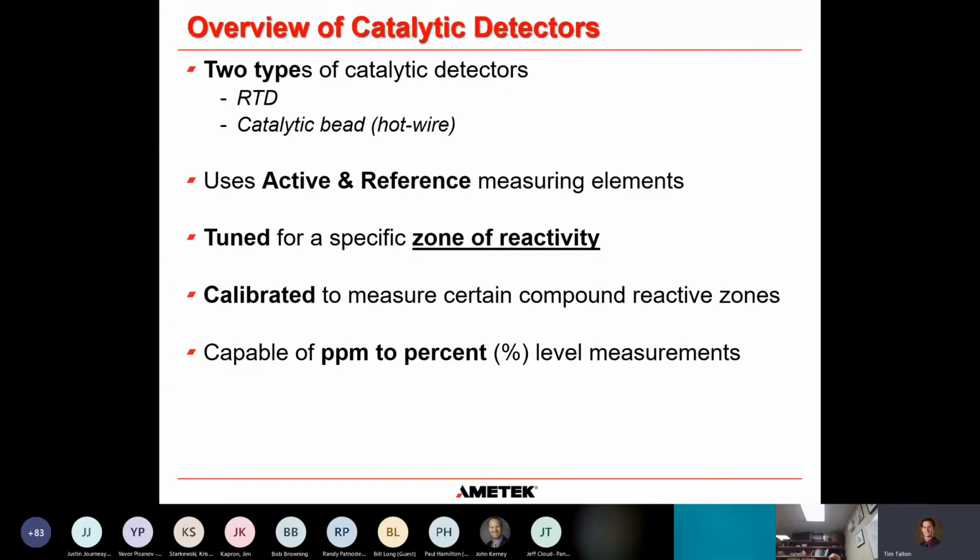And I'll get to what that means in just a second, but that zone of reactivity is important because that's what makes it a combustibles measurement versus a methane measurement. And then the catalytic detectors are calibrated to measure those certain compounds in that reactive zone. So a methane detector would be calibrated to methane, a combustible detector would be calibrated towards carbon monoxide and hydrogen. And then also these catalytic detectors are capable of ppm level measurements and also percent level measurements. So you have that balance of ranges of measurement specificity.